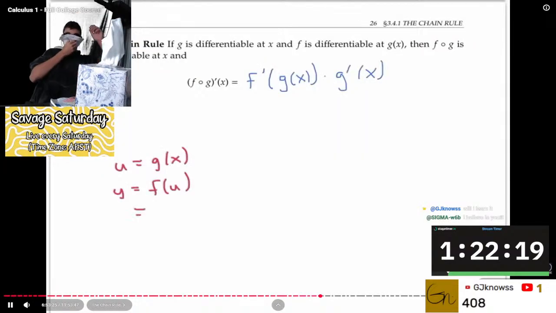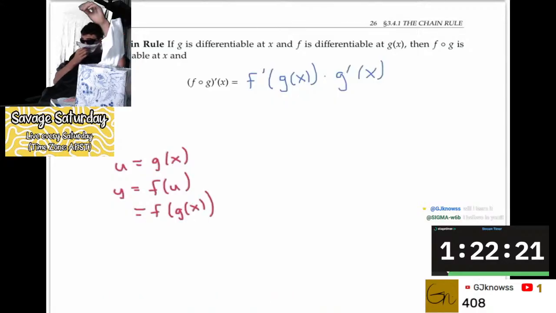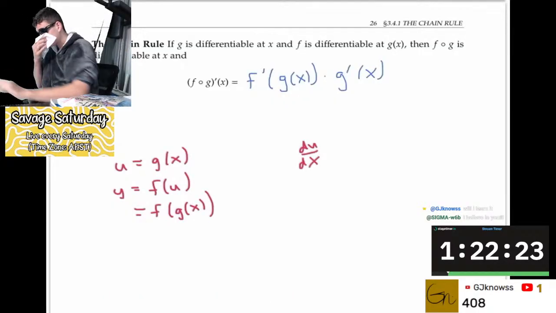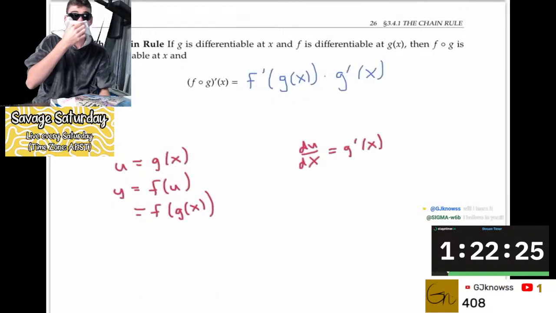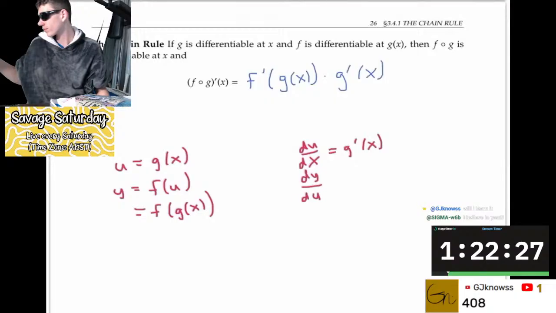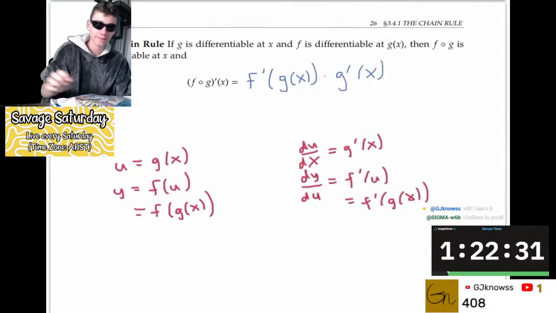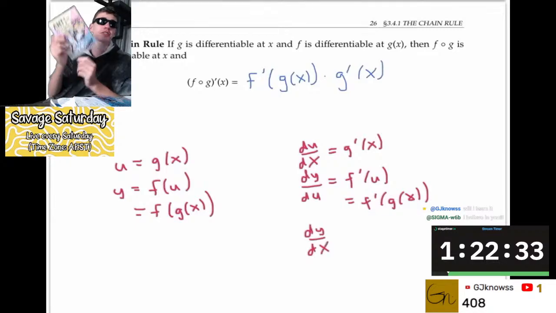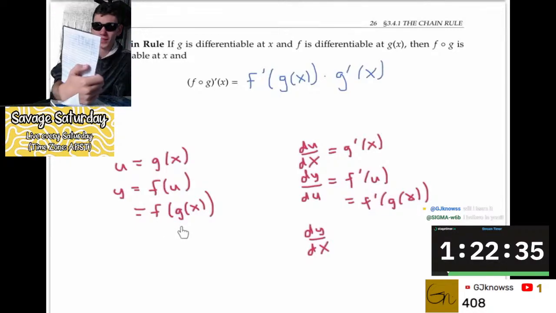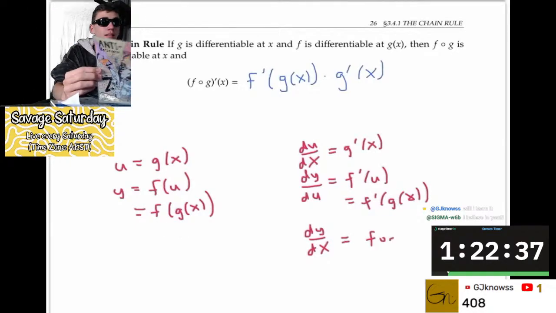f of u. In other words, y is f of g of x. Now, du dx is just another way of writing g prime of x, and dy du is another way of writing f prime of u, or in other words, f prime of g of x. Finally, we can write dy dx, which is the derivative of f composed with g. So that's f composed with g prime of x.